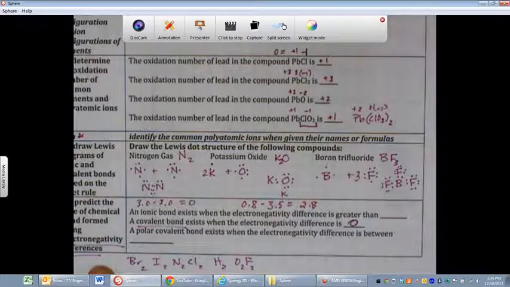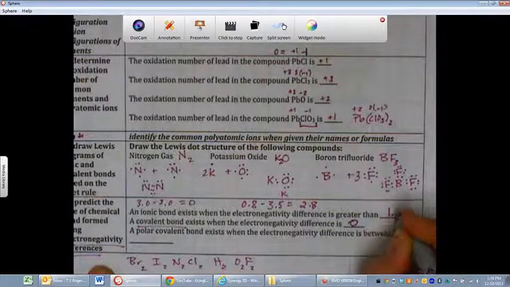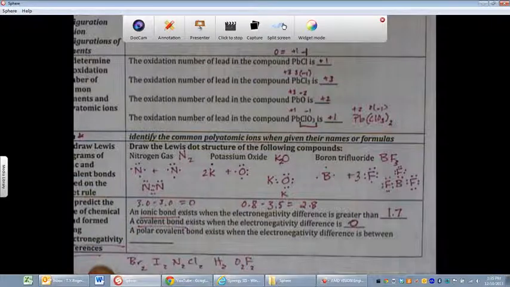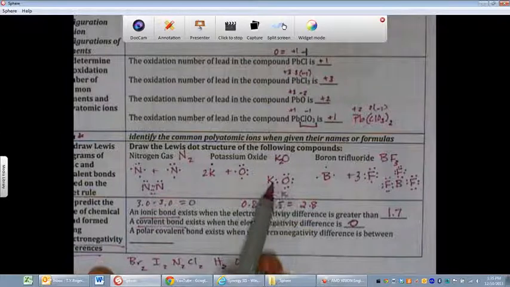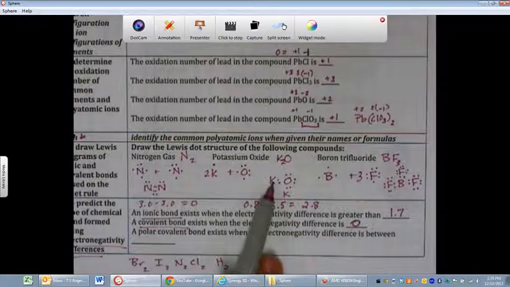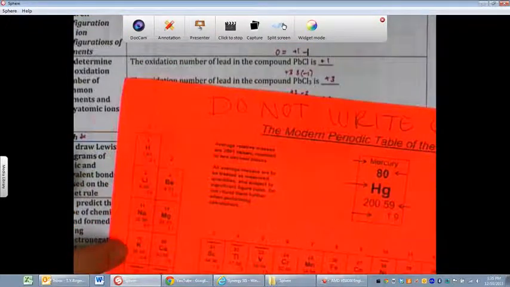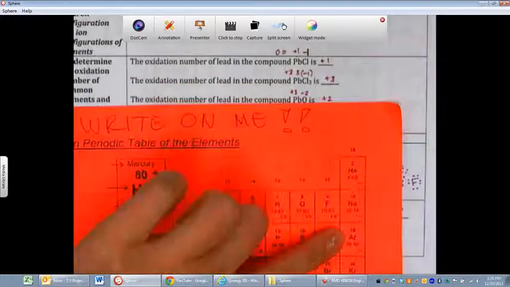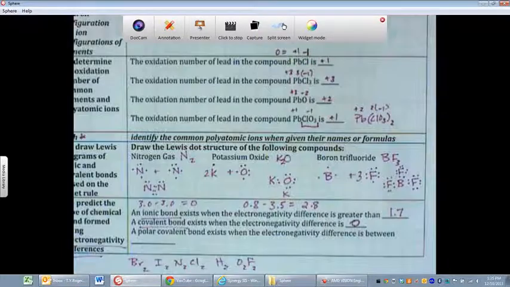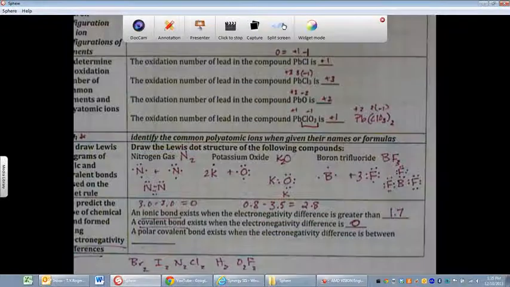2.8 is greater than 1.7, and when the electronegativity difference is greater than 1.7, that's an ionic bond, which means potassium transferred its electrons to oxygen. So now potassium, by giving away that 1 electron, it becomes potassium plus 1, and it now has the same configuration as argon, which is stable. So it gave away that 1 electron in order for it to be more stable.